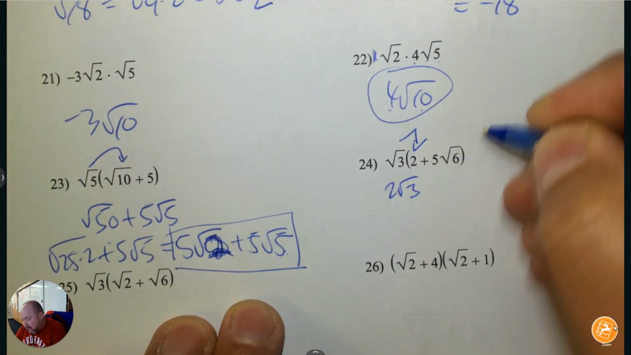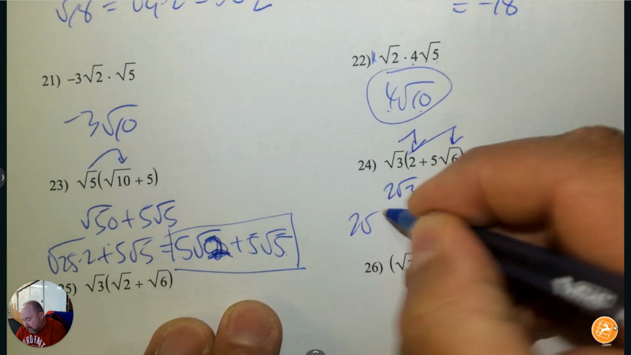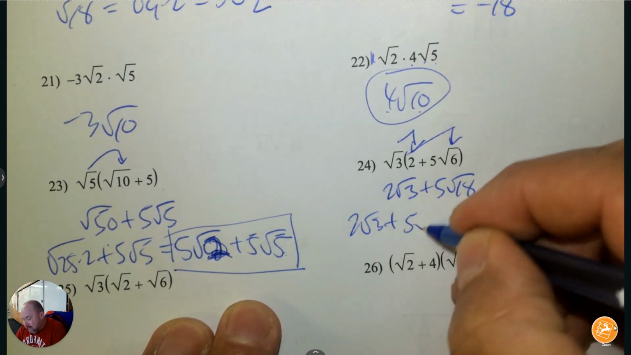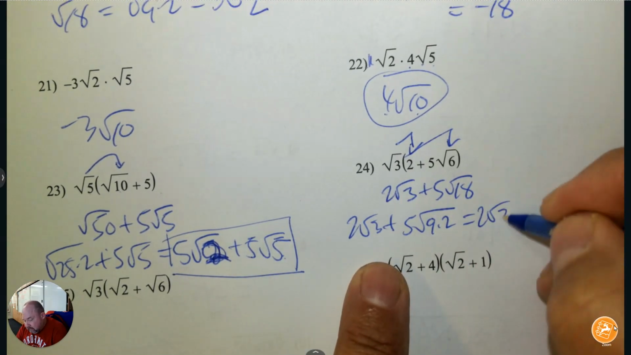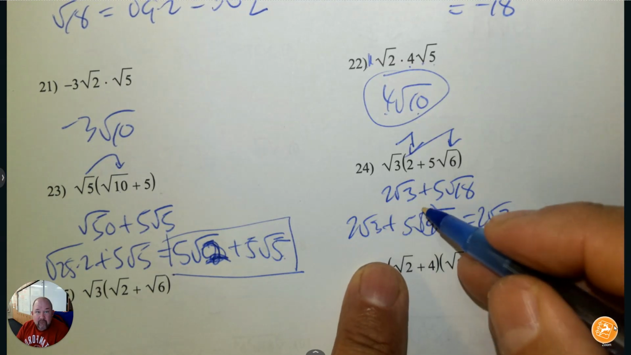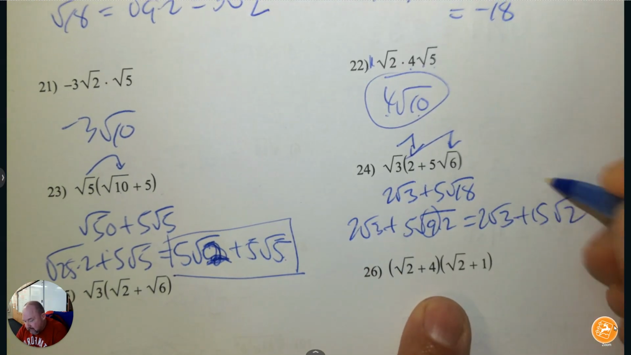This is 2 root 3, and this is 5 root 18. 18 can be broken down as 9 times 2. So the square root of 9 is 3, times 5 is 15, root 2. Done.